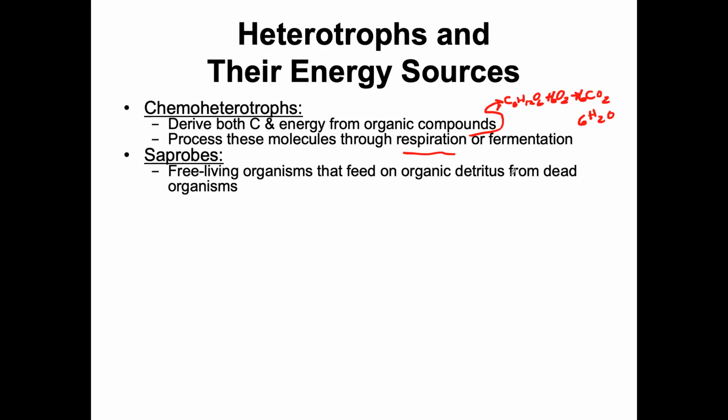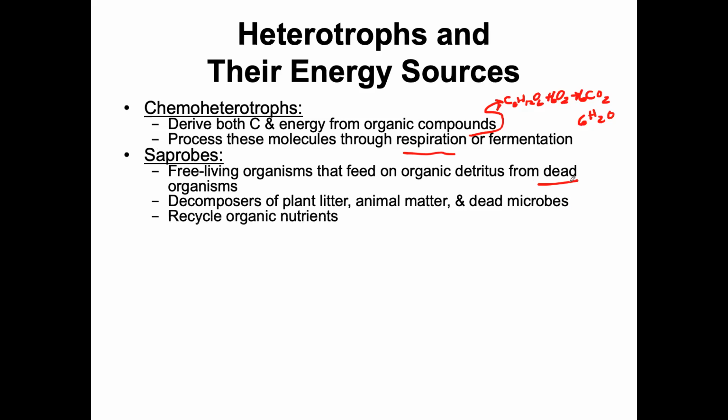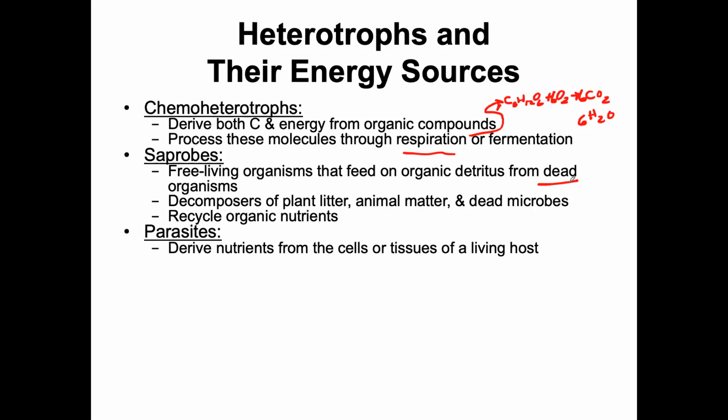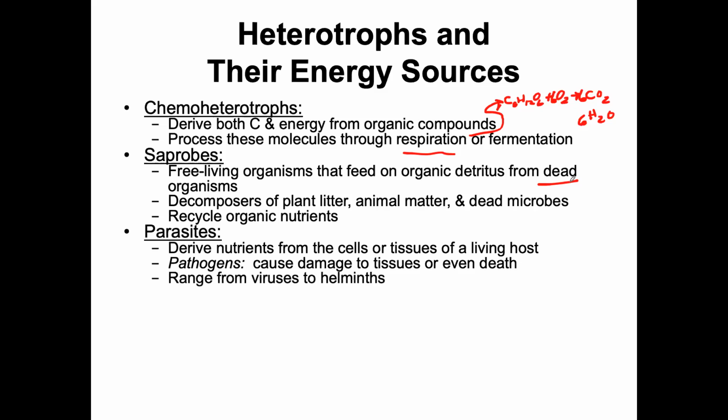Saprobes are living organisms that feed on organic detritus from dead organisms. So basically they eat the dead, like rotting logs that can sprout mushrooms. Mushrooms are saprobes. So they decompose plant litter, animal matter, and dead microbes. They're recyclers. A parasite gets its nutrients from a host, while a pathogen can cause damage or even death to the host, and could be anything from a virus to a helminth. So pathogens can be living or non-living.